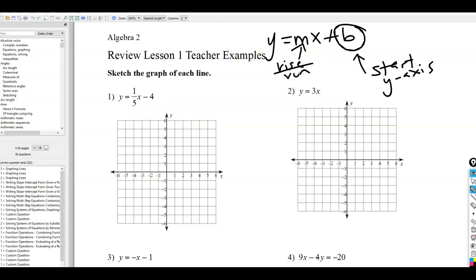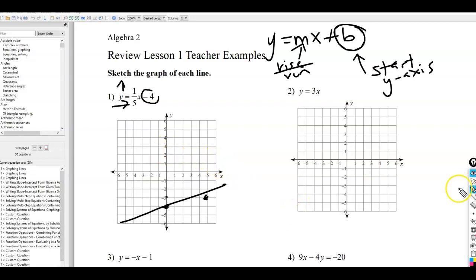Okay, so for this part over here, number 1, I'm going to be starting at -4 on the y-axis. Then my rise and run is 1 and 5, so I'm going to go up 1, run 5. So from this dot, I go up 1 and over 5. From the 4, I go up 1 over 5. And after that, you just connect your dots, and you're good to go.